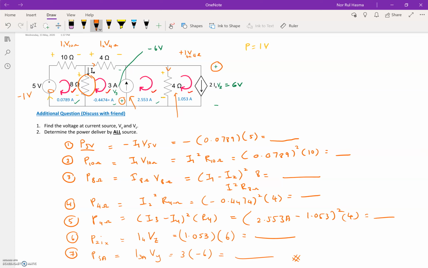Actually, in order to know whether your answer is correct or not, you add them up: the positive P must be equal to the negative P. So it means that this one stands for delivering power, and this one is for absorbing power. Or you can add all the power, and the sum of P is equal to 0.